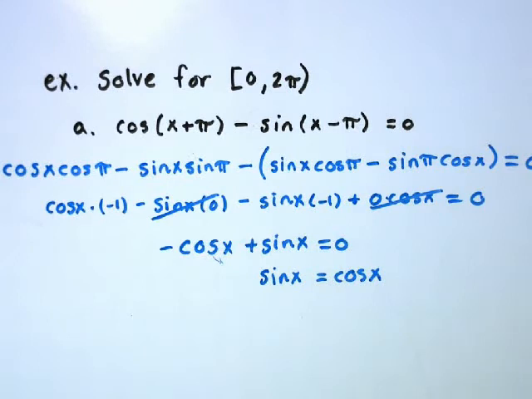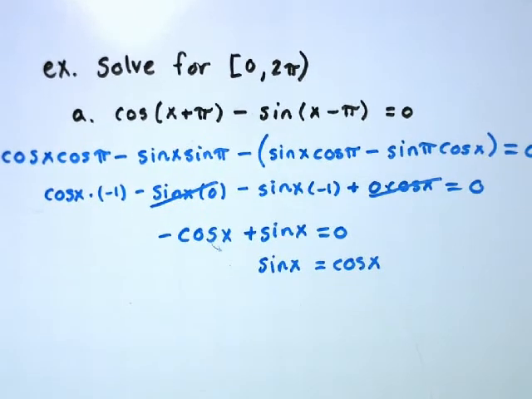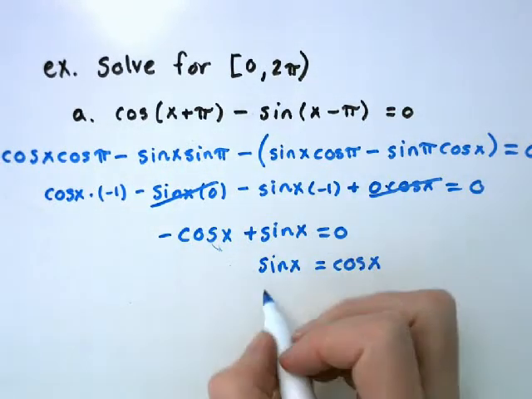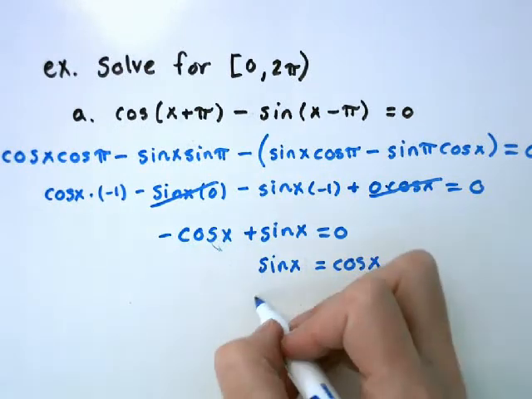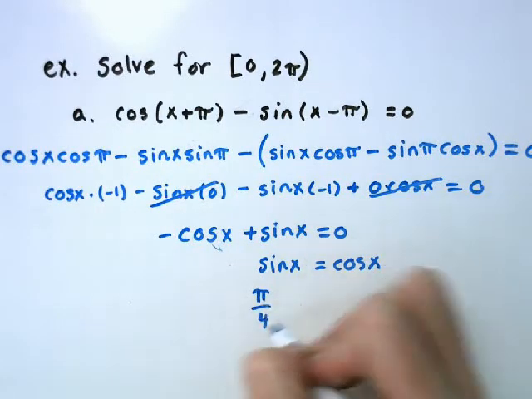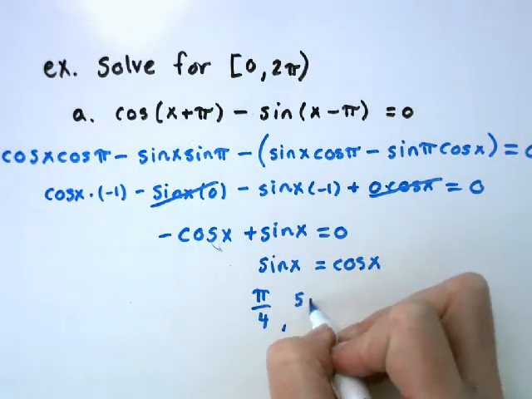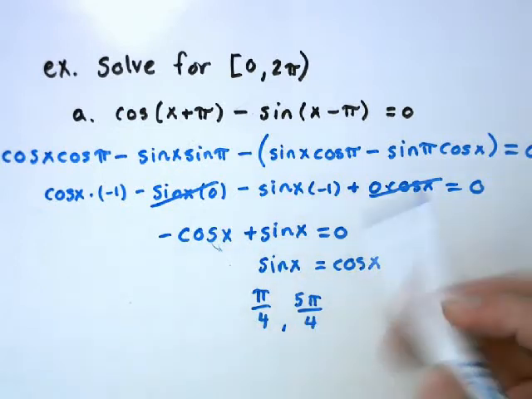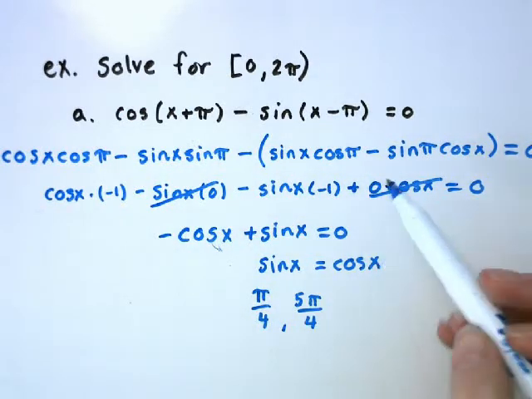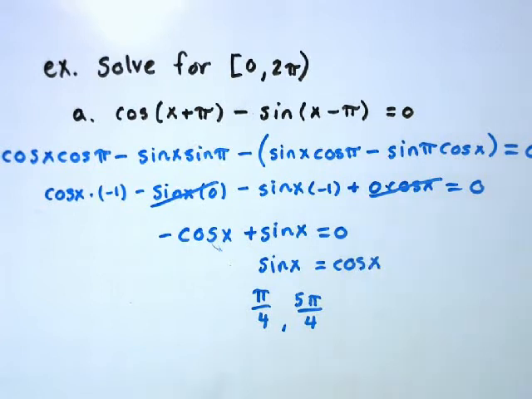Now this one, you could square it and solve it that way, or you just think about this logically, where between 0 and 2 pi is sine of x equal to cosine of x? Well, that'll be at the pi over 4s in the first quadrant and the third quadrant, because in the first quadrant they're both root 2 over 2, in the third quadrant they're both negative root 2 over 2.